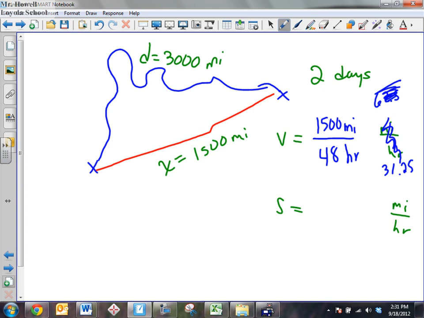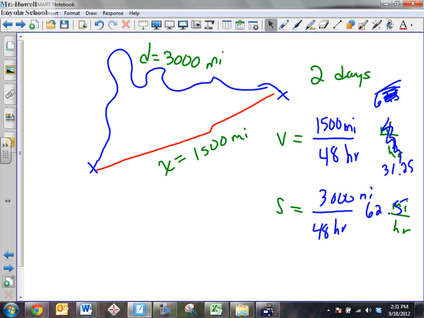Now, the speed. Tristan, you got this one. What do you got for speed here? 3,000 divided by 48, about 62.5 miles per hour. So what do you notice?